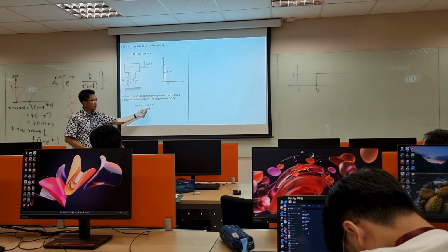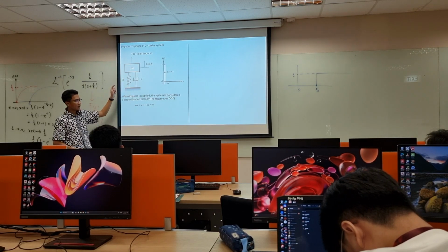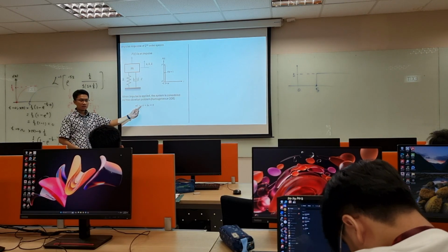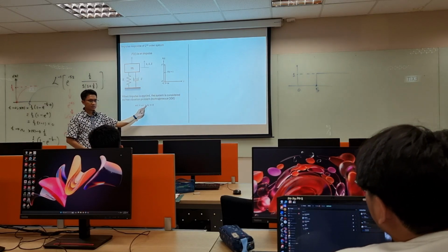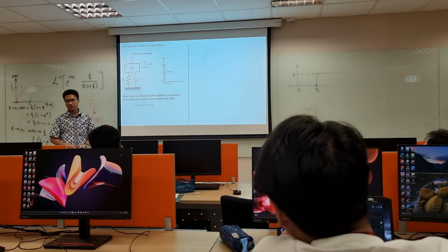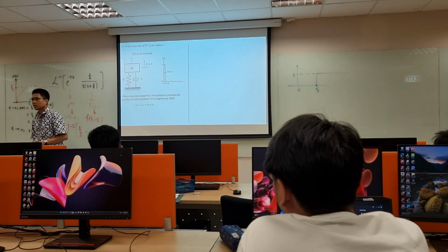And so this is the differential equation from this mass, spring, and damper. You have mass times acceleration, the damping constant times velocity, and then this is the spring constant times the displacement of the mass. We can derive this using Newton's second law.